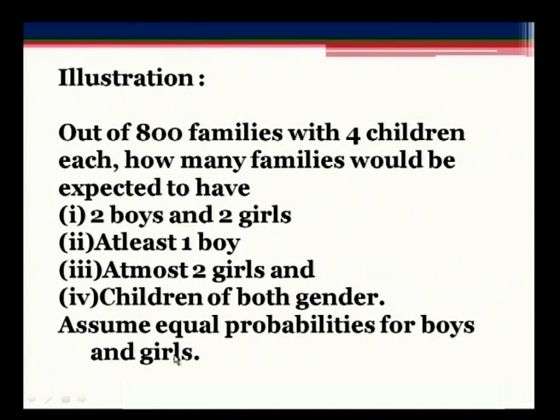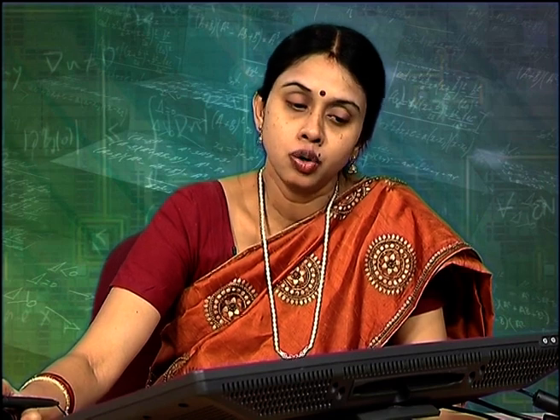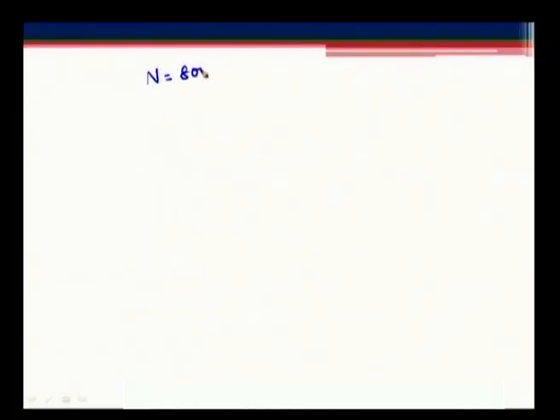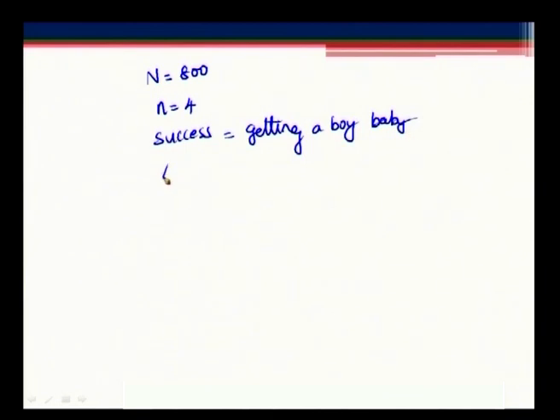Okay, we will work out this problem, and we have to stick to the success. Either getting a boy baby is considered as success, or getting a girl baby is considered as success. Universally, getting a boy baby is considered as success. We will work out. So here capital N is equal to 800, that is the frequency, and small n is equal to 4 children, and we will consider the success as getting a boy baby, and x takes the value.